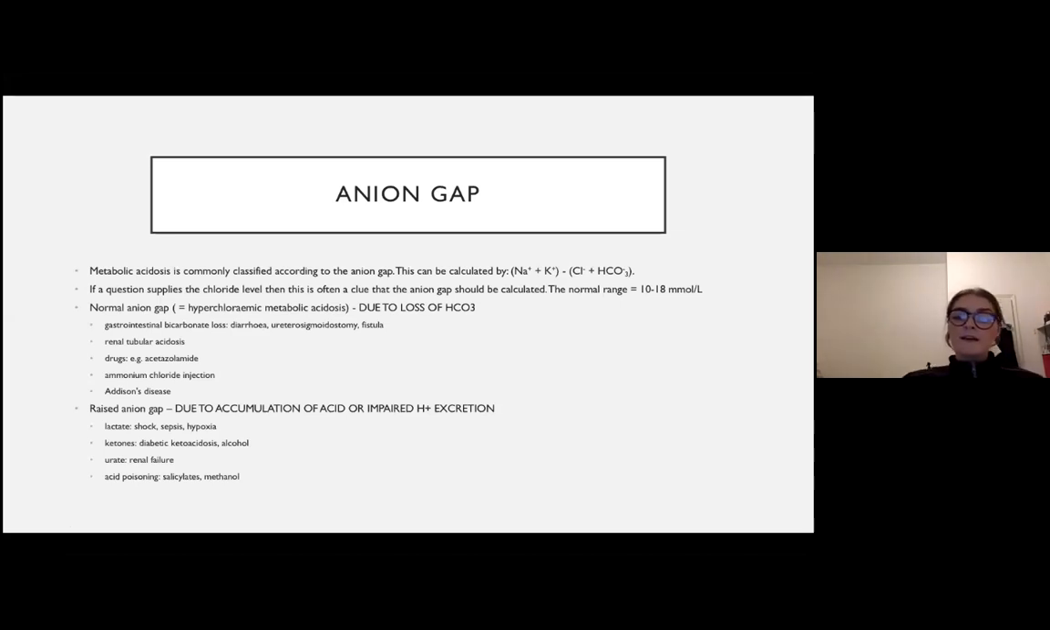It's basically so you add together the positive ions and you take away the negatives, and that gives you a number. The normal range is 10 to 18.